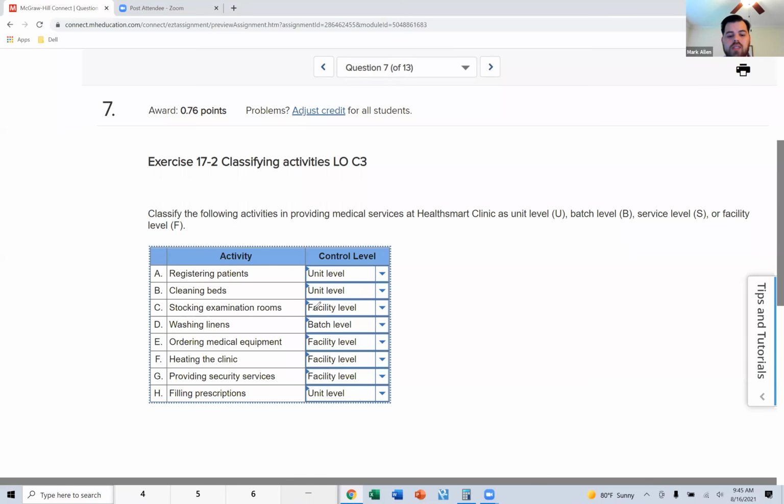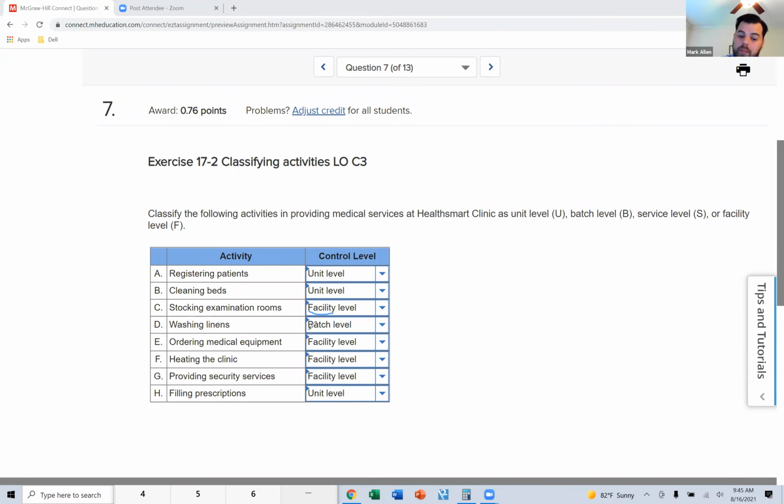Stocking exam rooms, this is facility level, right? So this might be something like the MRI machine, right? I'm not buying the MRI machine for each patient, right? Can you even imagine how cost prohibitive that would be? MRI machines cost a tremendous amount of money. So what's going to happen is we're going to buy the MRI machine and then we're going to use that on a bunch of patients, right? But we're not even replacing it with every batch of patients, right? We buy this thing once and hopefully that thing lasts for a long time, right? It's facility sustaining, right? So this is an issue for facility levels.